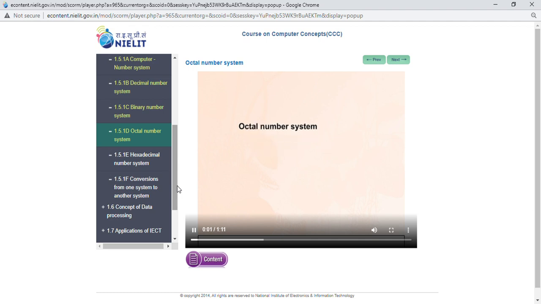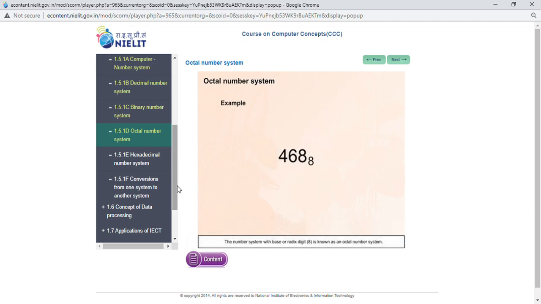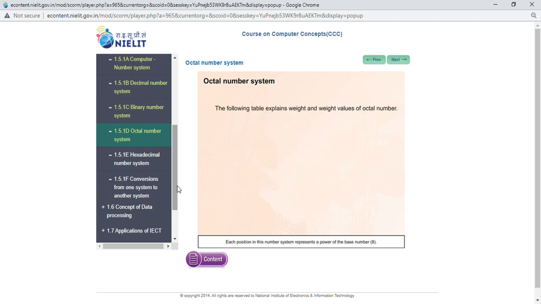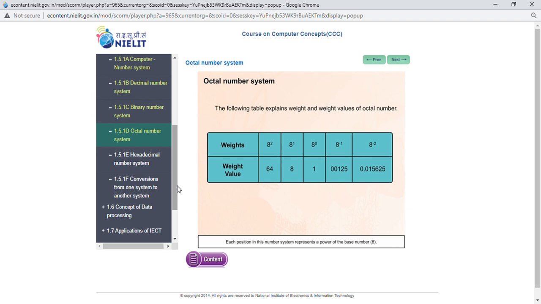Octal number system. The number system with base or radix 8 is known as an octal number system. This system consists of 8 digits, that is 0, 1, 2, 3, 4, 5, 6 and 7. In this system, the largest single digit is 7, which is 1 less than the base. Each position in this number system represents a power of the base number 8. The following table explains weight and weight values of octal number.